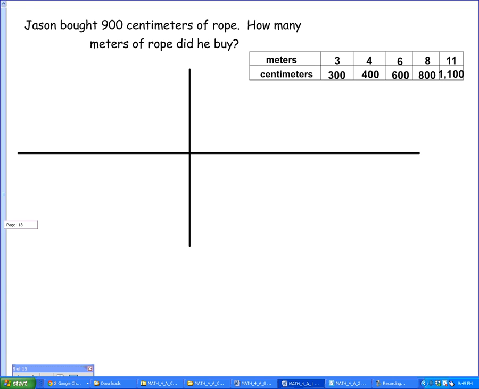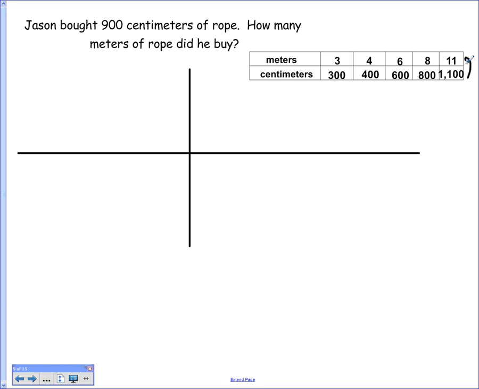Now we're going backwards. Jason bought 900 centimeters of rope. How many meters did he buy? So this time I'm going from centimeters to meters, going this way, and that's divided by 100. So 900 divided by 100 equals 9. 2 zeros, 2 zeros, is equal to 9.